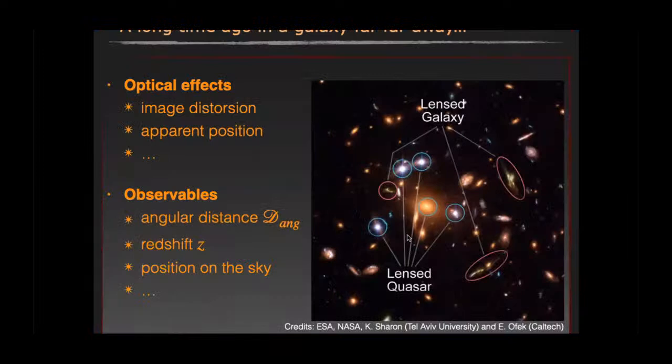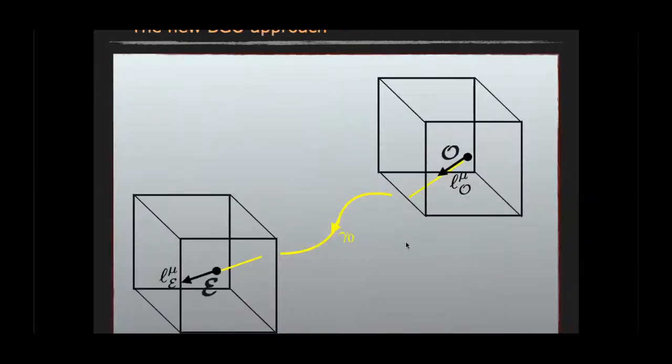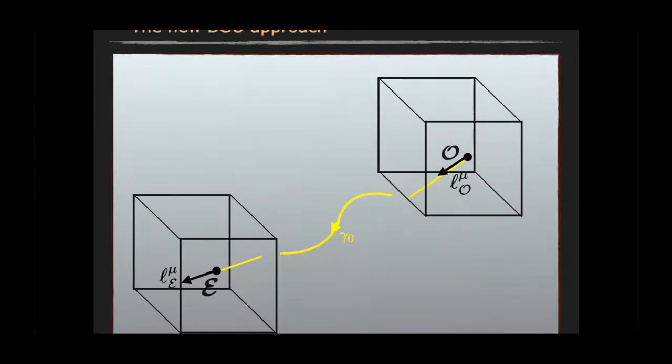Let's start by saying that to make predictions and models of cosmological observables that are as accurate as we can, we should take into account all possible physical effects acting on the light during its travel toward us. Of course, this is a very difficult task, so what we usually do is make some reasonable assumptions in order to simplify our description of the model.